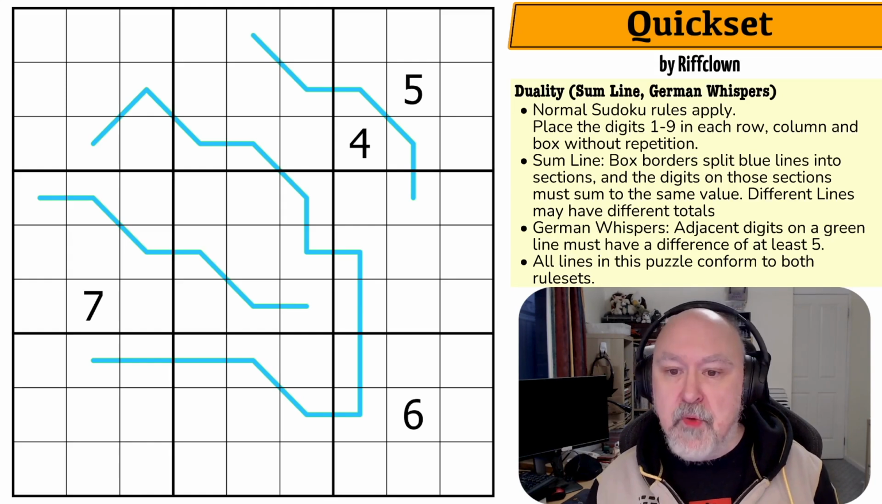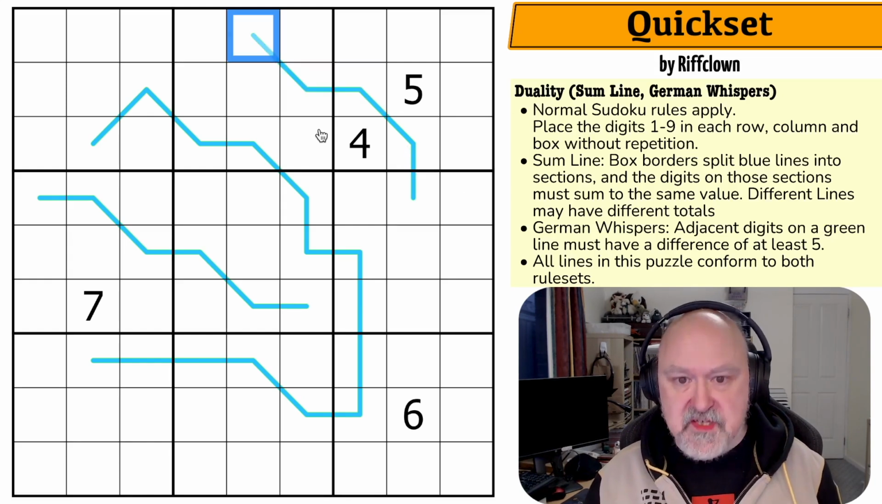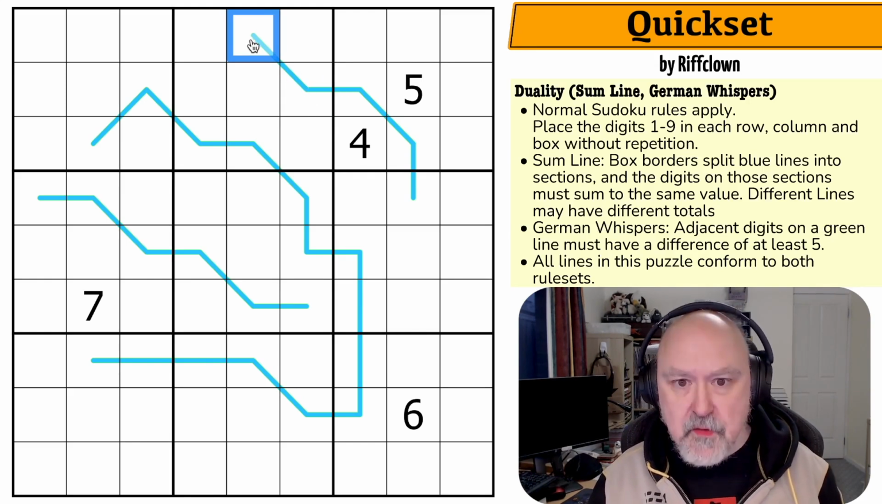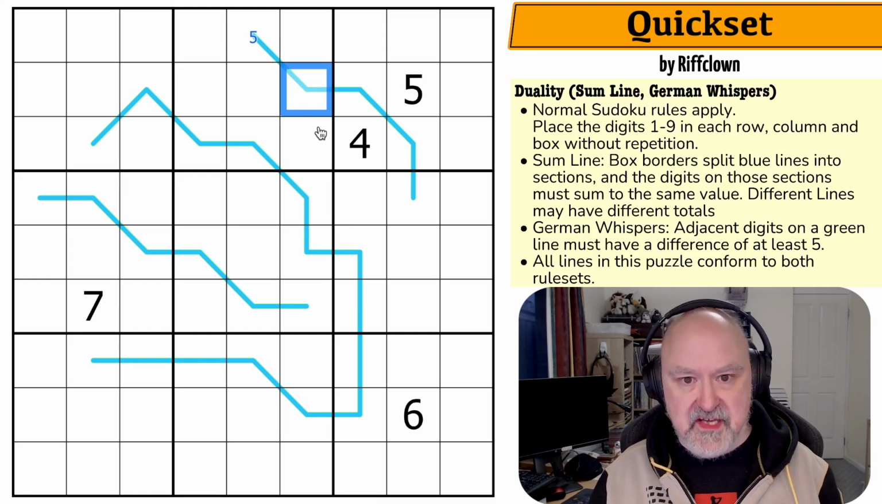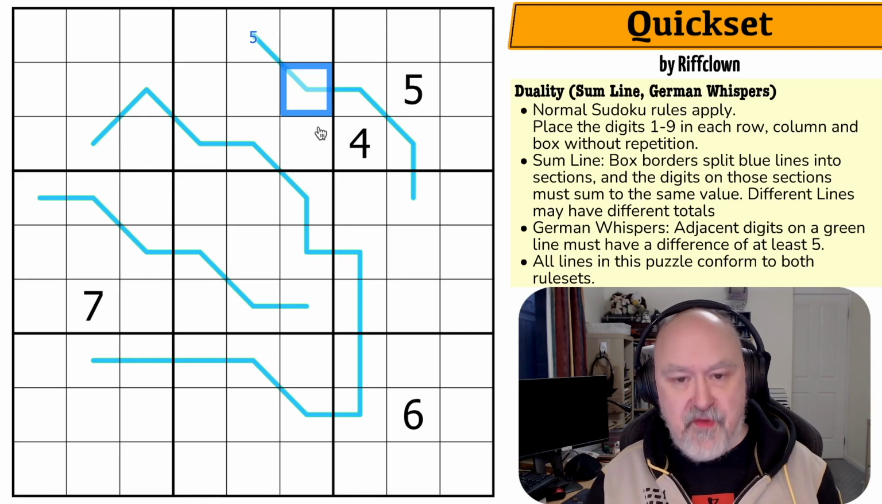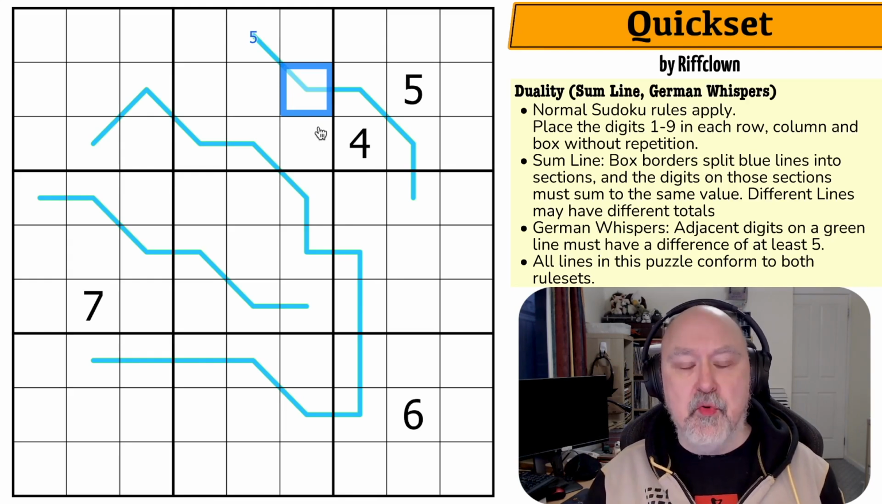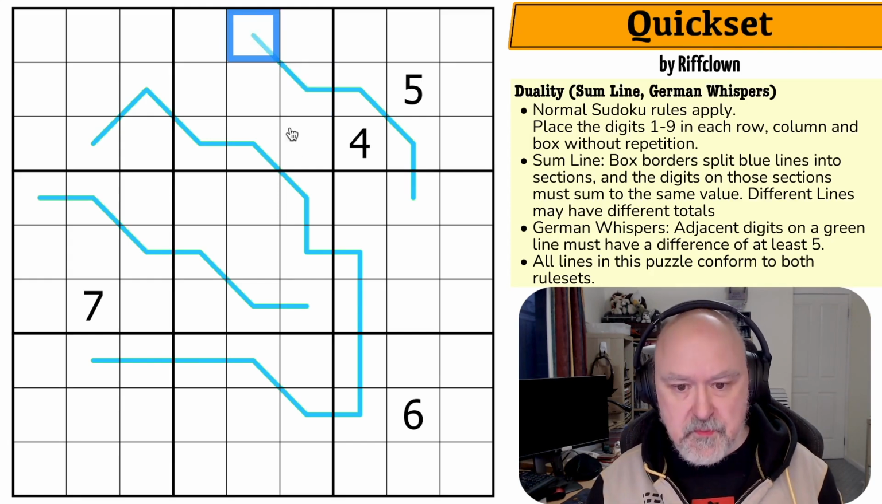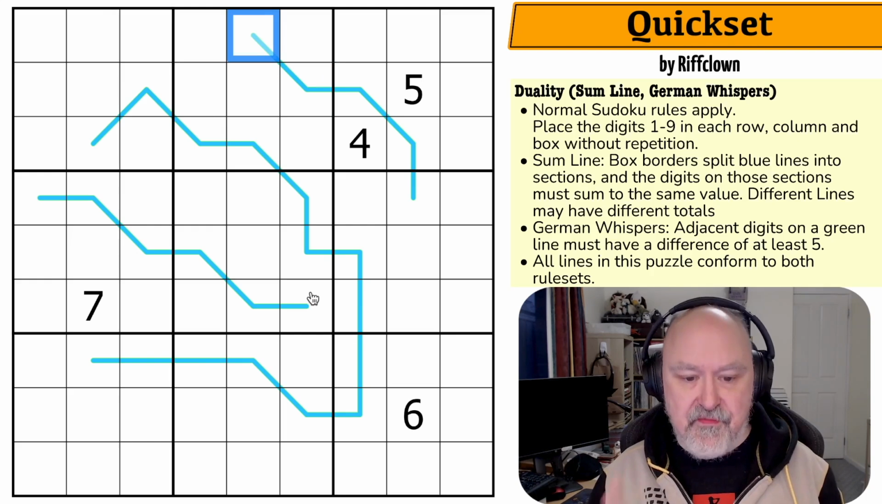So, I think I want to look at this line first, because there's a couple of things about German whisper lines that we know, and the sum line is then going to interact with that. So we can never put a 5 onto a German whisper line, because if I was to put a 5 even here, what could we put next to it? Because of the 5 difference, we'd have to either add 5 or more or subtract 5 or more. So if I was to add 5 or more to a 5, I'd be at 10 or higher. And if I was to subtract 5 or more, I'd be at 0 or lower. Those aren't Sudoku digits. So you can never put 5 on a German whisper line. So none of these lines can ever have a 5 on it.